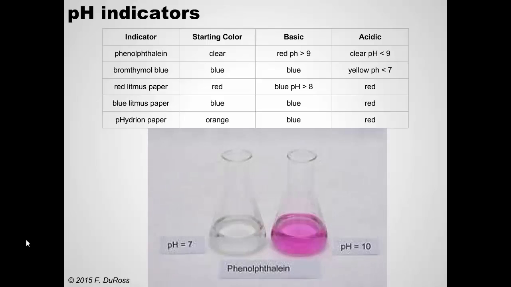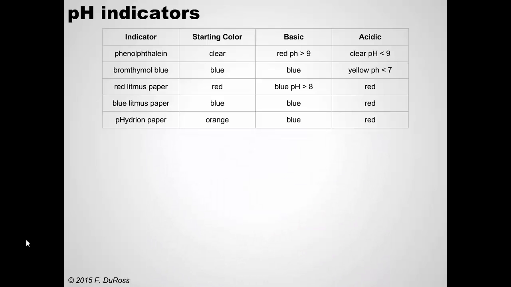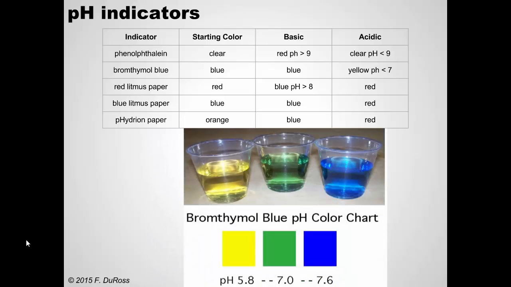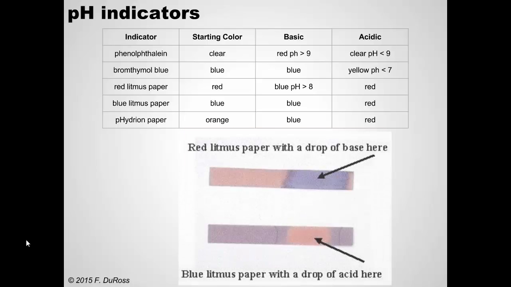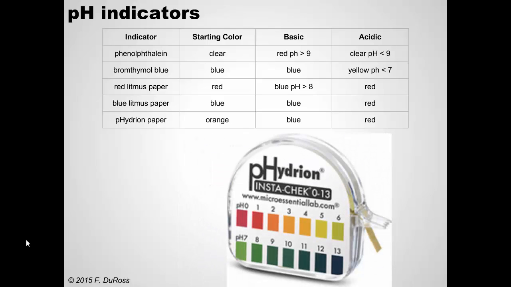For example, phenolphthalein goes from clear to pink. Okay. Bromothymol blue, again, you see it varies with pH. At a basic pH, it's blue, and then turns yellow as it gets more acidic. Litmus paper, there you have red litmus paper that turns blue when you put a base on it, or you have blue litmus paper that turns red when you put a drop of acid on it. Or you have the pHydrion paper, which gives you various levels of acidity, so you can be a little bit more specific.